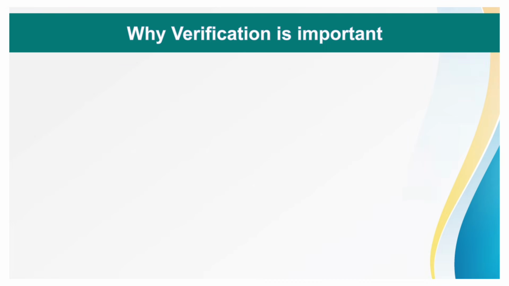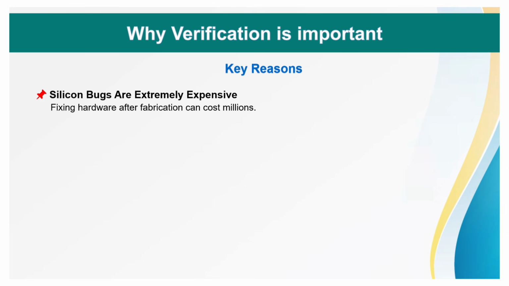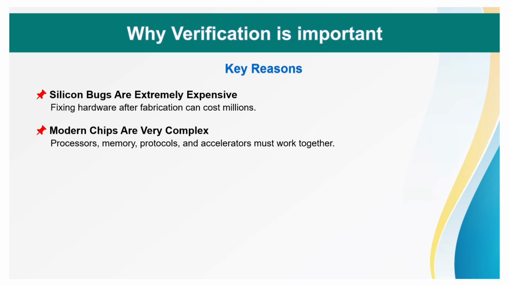The first reason is the cost of silicon bugs. In software, if there is a bug, a developer can release an update or a patch. But in hardware, once a chip is manufactured, fixing a mistake becomes extremely difficult and very expensive. Fabricating a modern chip can cost millions of dollars, so companies cannot afford errors in silicon.